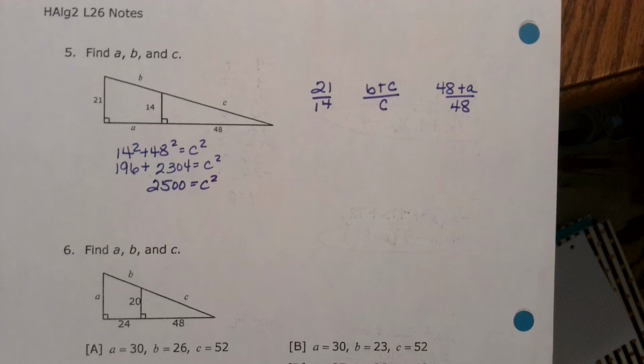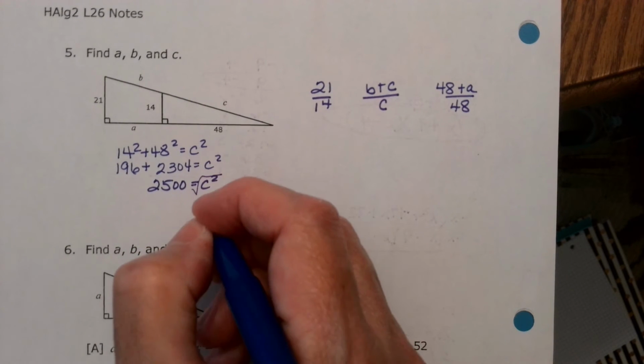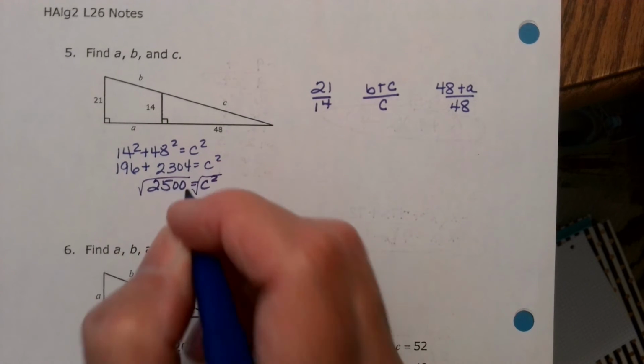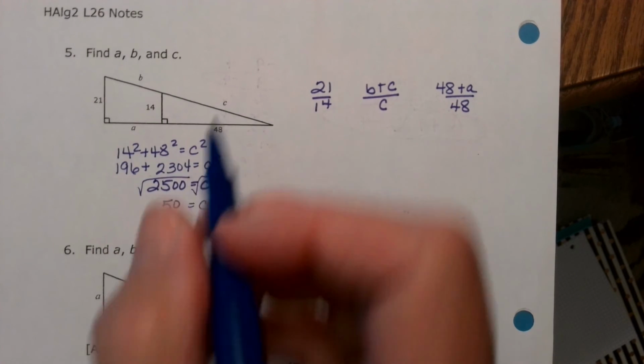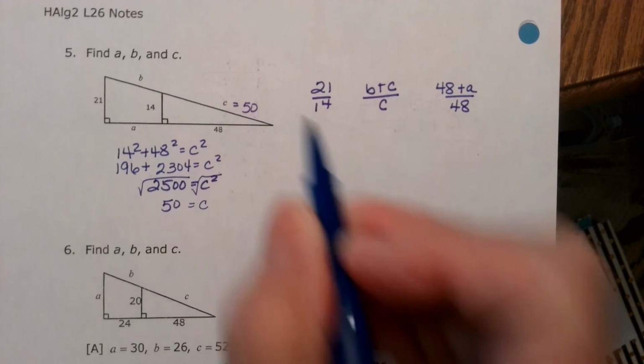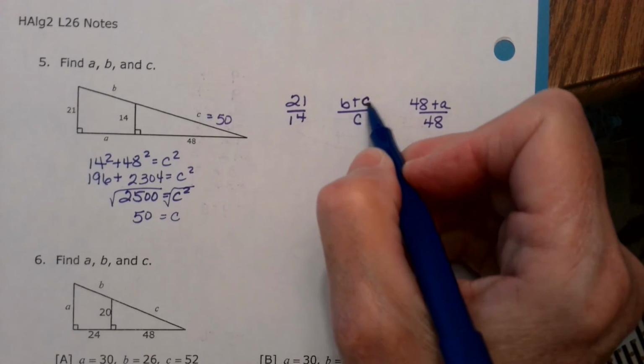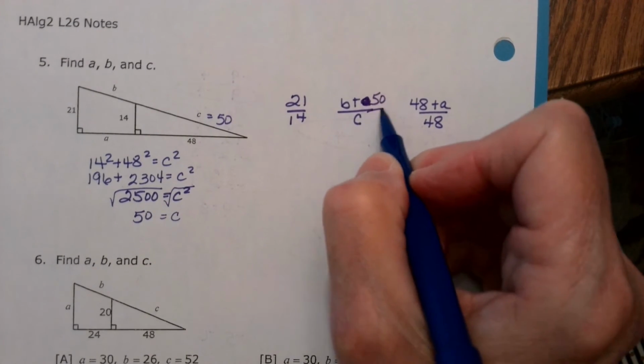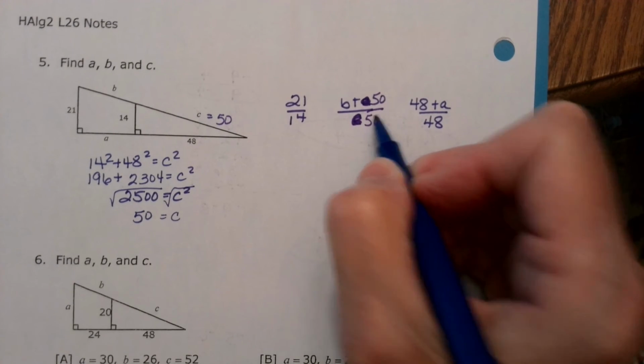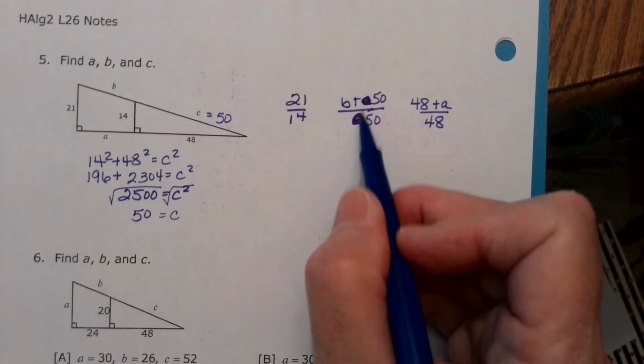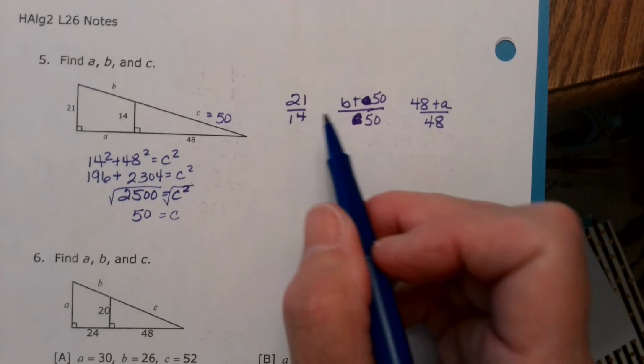Now, to get c, I need to take the square root of both sides. So to take the square root of that so I can get c, I have to take the square root of this. And that's going to give me 50. So I know that this one's 50. Now I can replace this with a 50 here and here. Okay, so now I only have one variable here, and I could use it with that.